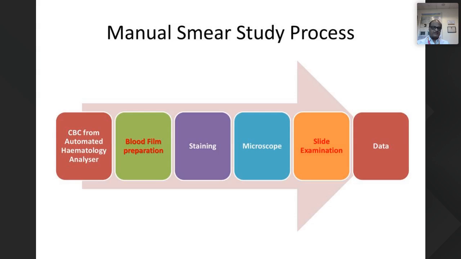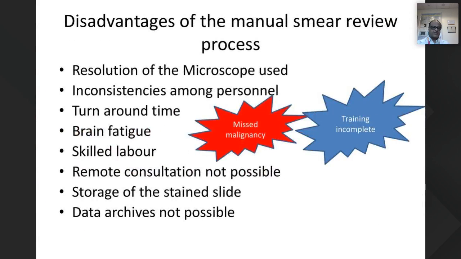Now, when you're looking at this 6-stage process from the blood film preparation to data collection, all of it has a lot of steps which are known to give errors. If you really study this as a process mapping and do an error-proofing study, you will come to know that there are a lot of errors which could happen at each stage. To summarize this in a small capsule, I have this. So we have disadvantages like this. The resolution of the microscope may be wrong.